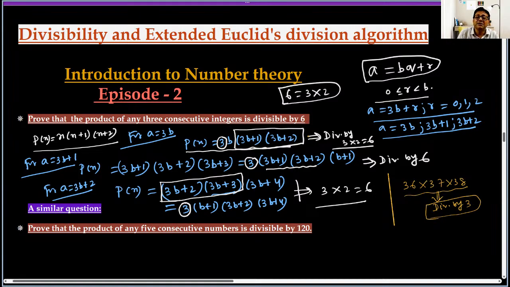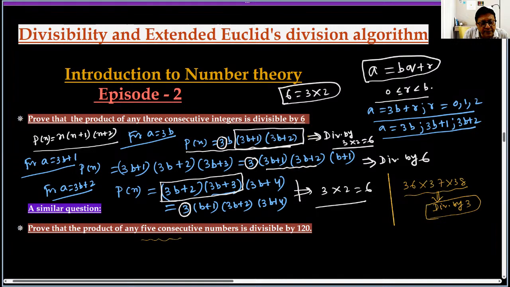So instead of writing your answer in an exam, if somebody asked you to prove that product of three consecutive integers is always divisible by 6, what is going to be your logic? Product of three consecutive integers includes a product of two consecutive integers, of course their product divisible by 2, and product of three consecutive integers is always divisible by 3, so it will be divisible by 3 into 2.